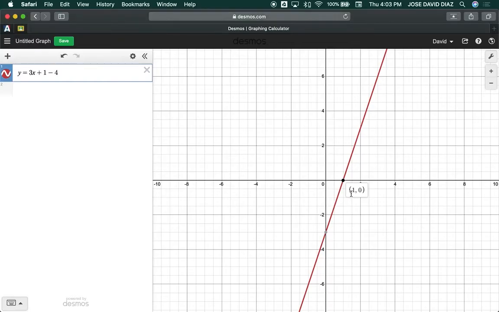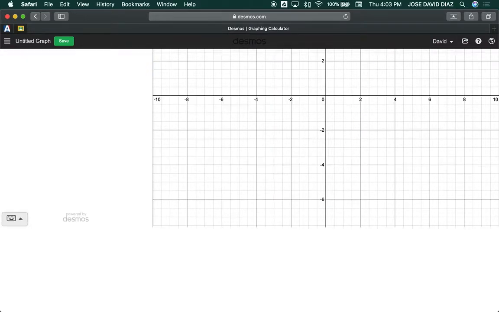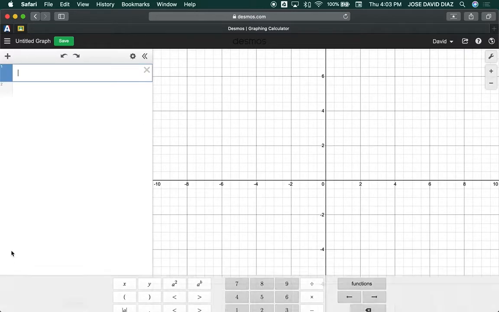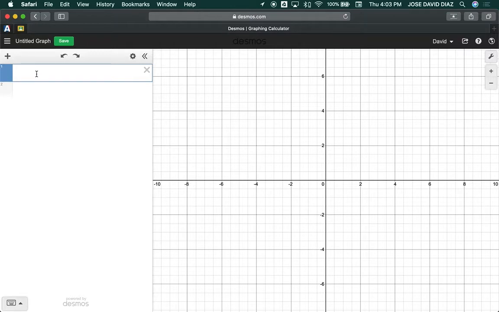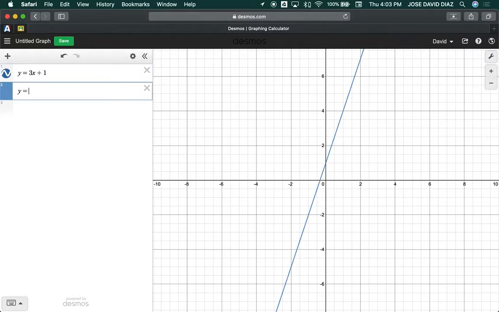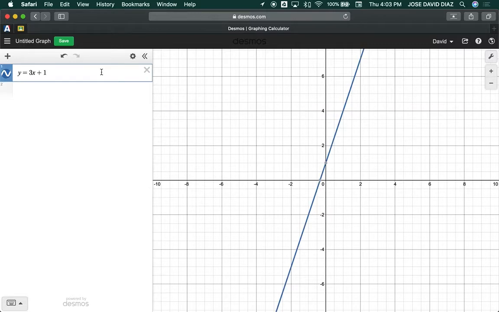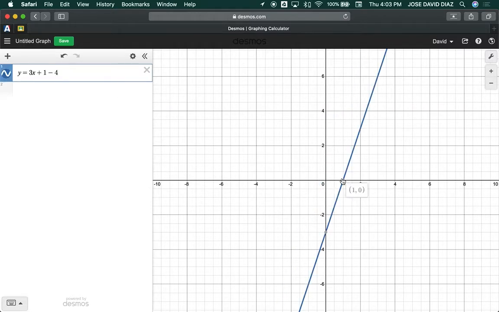Most of the time we prefer to use the other method, y equal to 3x plus 1 and y equal to 4, and then find the intersection. But this one works as well, and we'll be using that later on in the year.